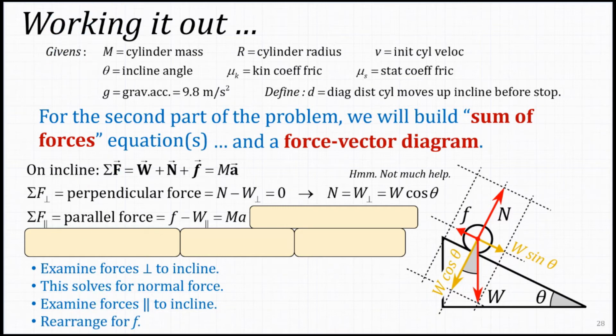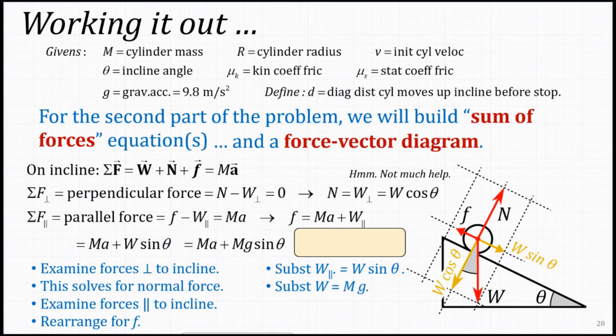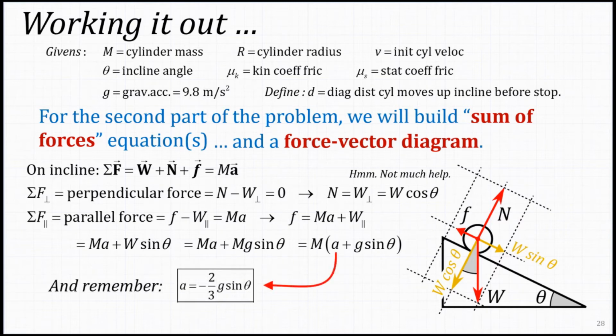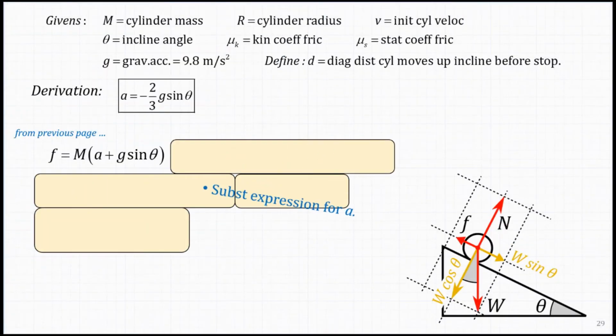If I solve for the friction force, I get that, which is mass times acceleration plus our parallel weight. And then I replace that with the weight times sine theta, and then replace weight with mass times g. I start to see something that starts to look familiar. I factor out the mass, and I'm almost done. Now, we know what a is from the previous part of the problem, so I can substitute that in there, like this.